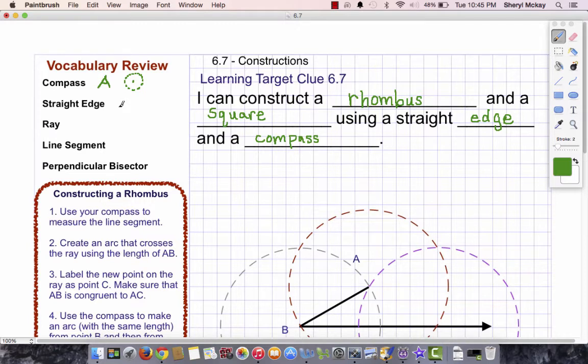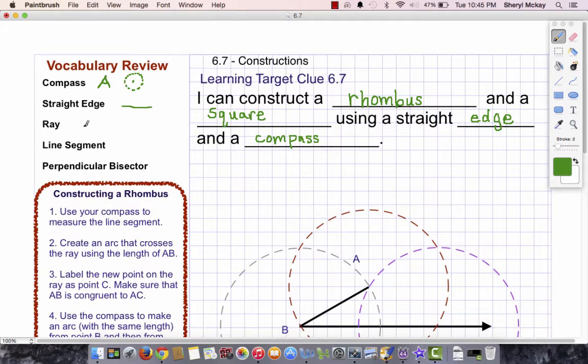Straight edge is any hard, straight edge that you can use to draw a line. It can be a ruler, but it doesn't need to be a ruler because rulers have markings on it, and we're not going to use the markings on a ruler. We just need a straight edge. So it could be the side of a book. It could be a stick, a piece of wood, anything that will make a straight line that you can use to make a straight line.